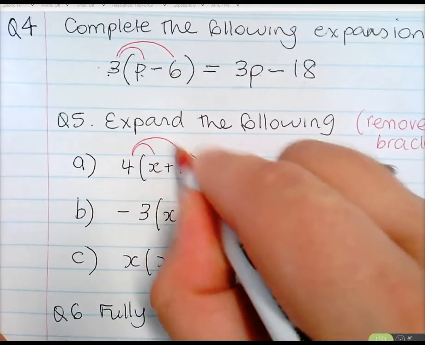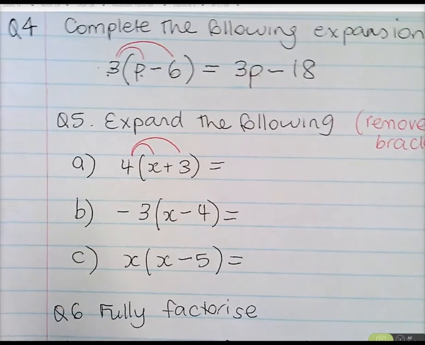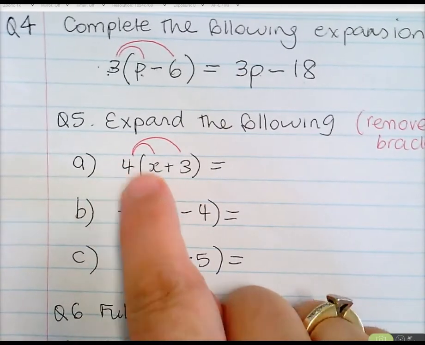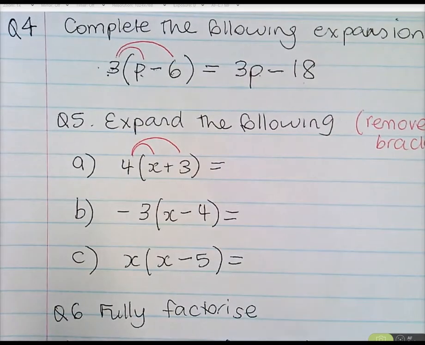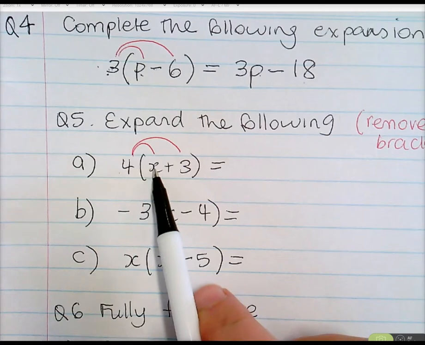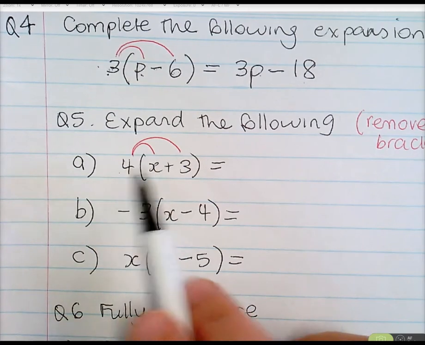So, girls, because the 4 is out the front of the brackets, the 4 needs to be multiplied by each of the terms inside. So girls, let's try this one. So we do 4 times x is 4x.